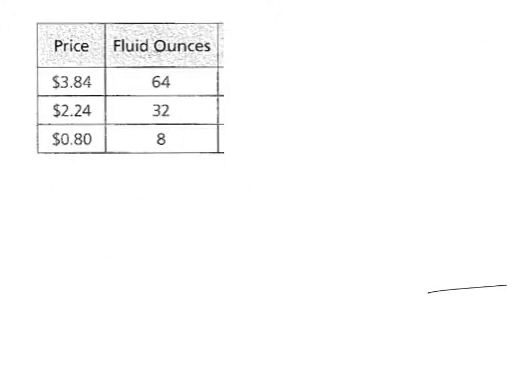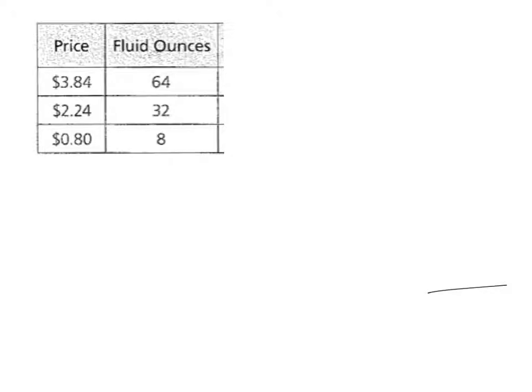Okay, so let's take a look at this next table. So copy the table down. The table is comparing the price of something to the number of fluid ounces that you would get. So let's pretend it's soda. Okay, so you're getting here 64 ounces of soda for $3.84, or 32 ounces for $2.24, or 8 ounces for 80 cents. Now we're going to test to see if this table is proportional, meaning are these ratios the same?